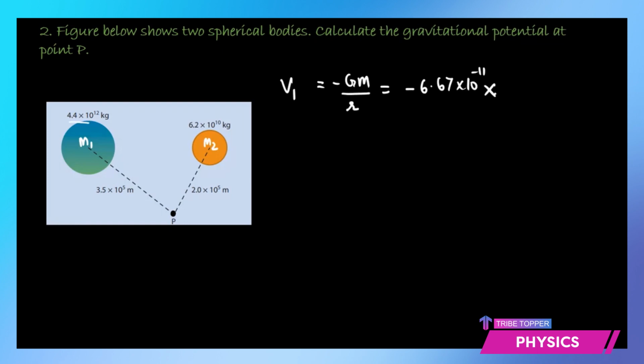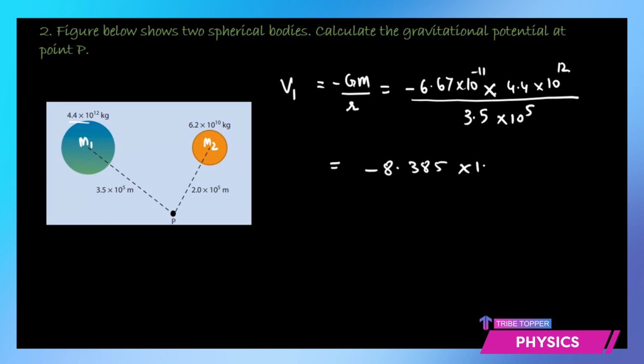G is 6.67, we'll put a negative sign here, 6.67 into 10 raised to negative 11 times M. This mass is 4.4 times 10 to the power 12, over the distance of this mass from the point P, which is 3.5 into 10 to the power 5. Solving this, we get a potential of negative 8.385 times 10 to the power negative 4 joules per kilogram.